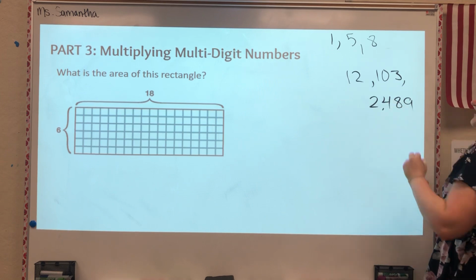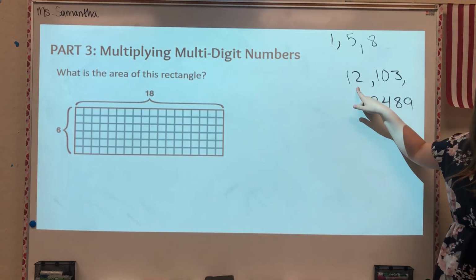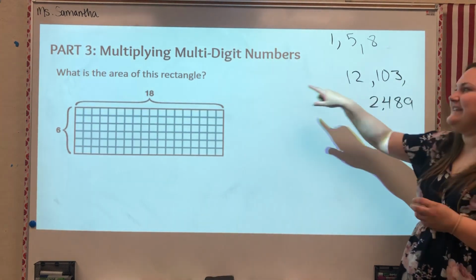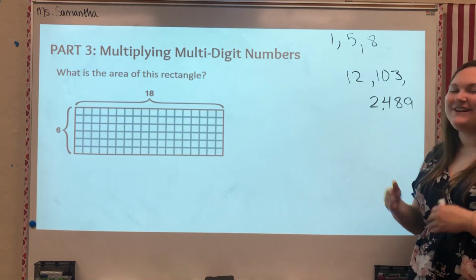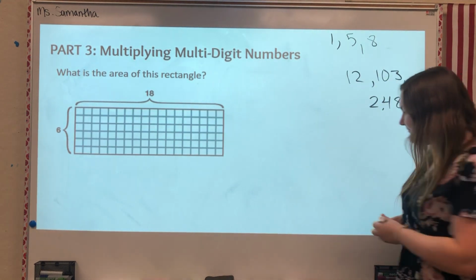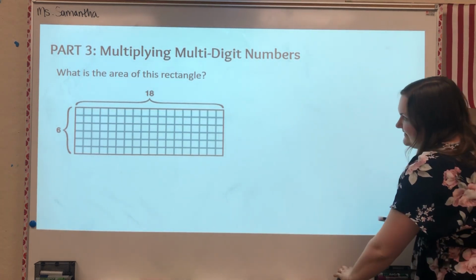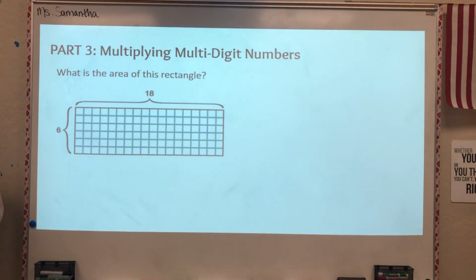Those I make with more than one number. I'm writing the number 12 using 2 numbers, I'm writing 103 using 3 numbers. We call all of these multi-digit numbers. So the last part of this is basically going to be focusing on how you multiply big numbers. The example we're going to look at is this one here that asks, what is the area of this rectangle?